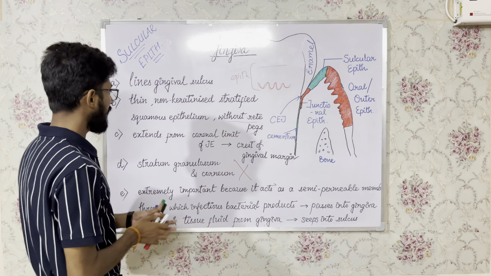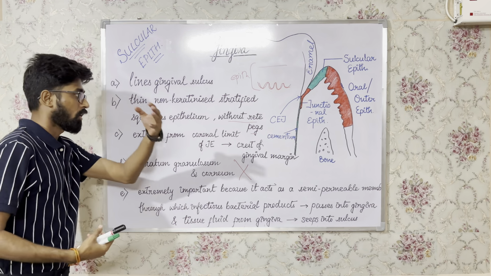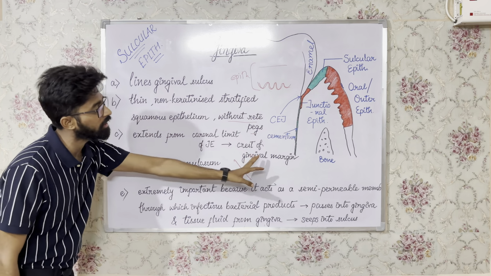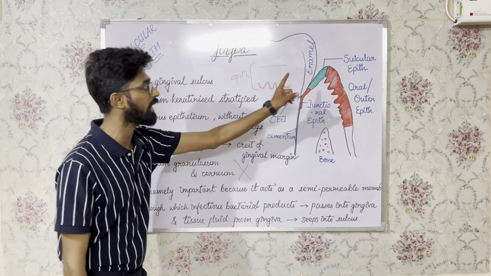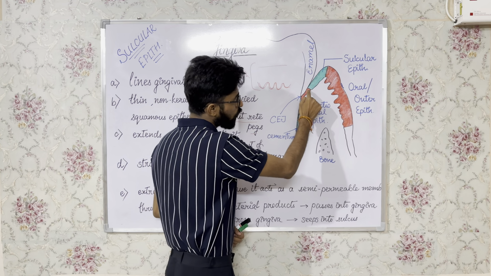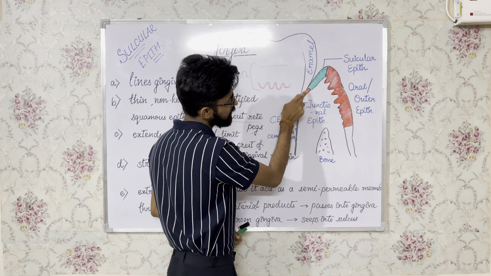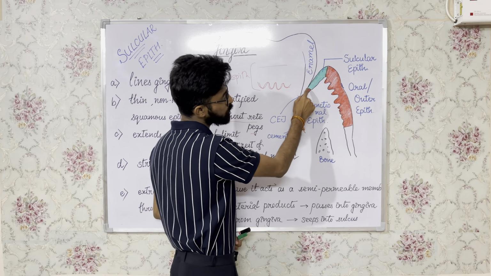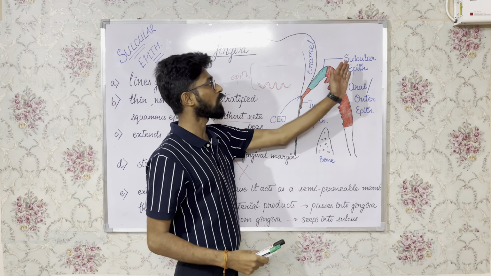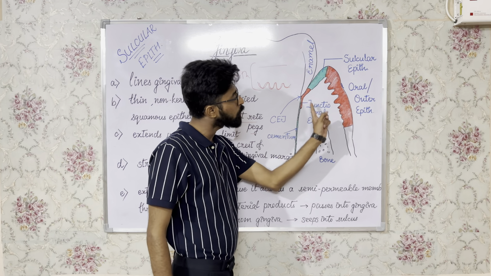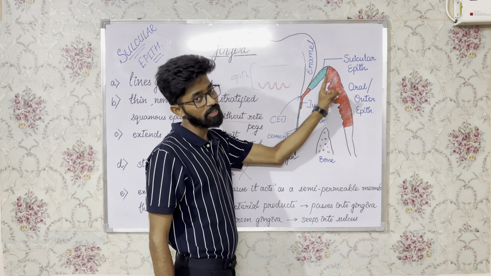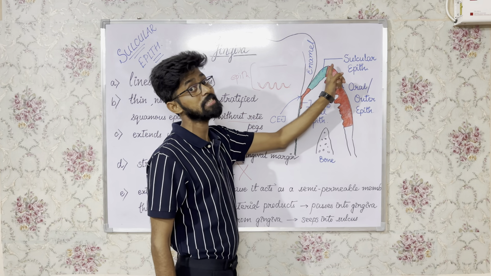Okay, next is the extent. It extends from the coronal limit of junctional epithelium to the crest of the gingival margin. Again, see the diagram. This is the sulcular epithelium. It extends from the coronal limit of junctional epithelium, meaning this red one is the junctional epithelium, and its topmost portion is the coronal portion. So sulcular epithelium extends from the coronal portion of the junctional epithelium up to the crest of the gingival margin, meaning the peak of the gingival margin.